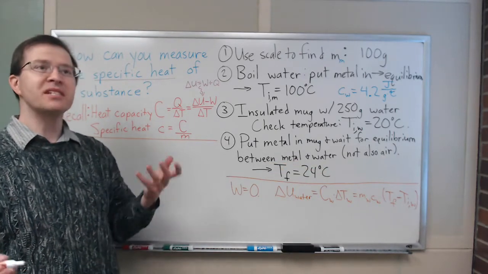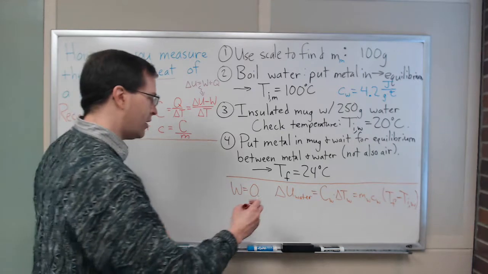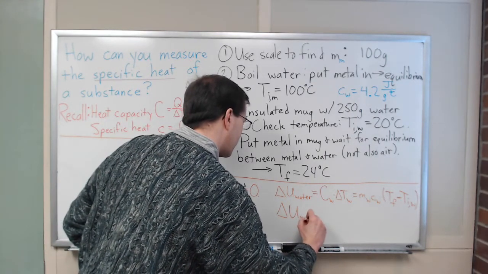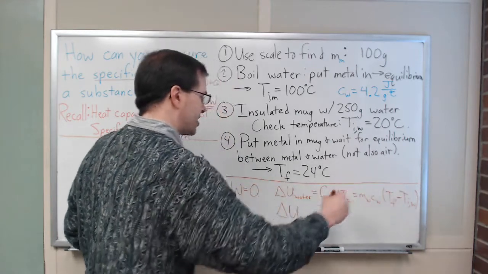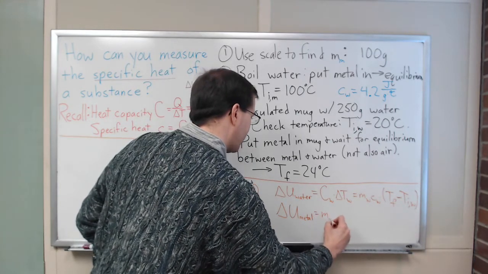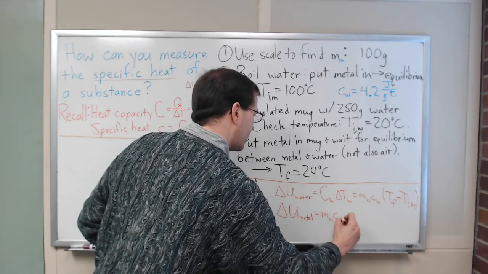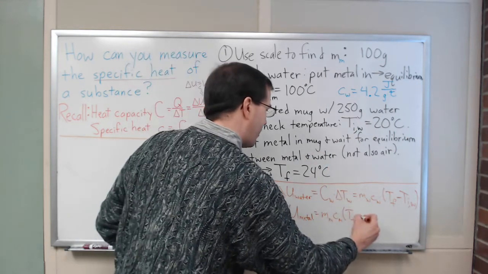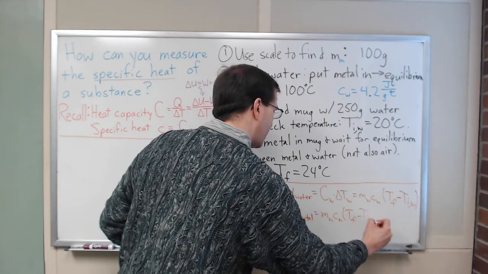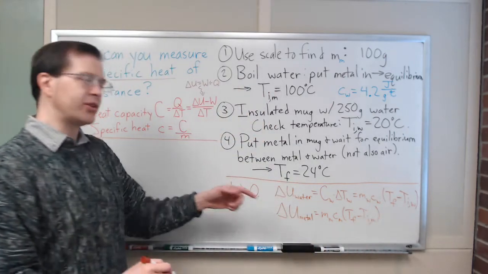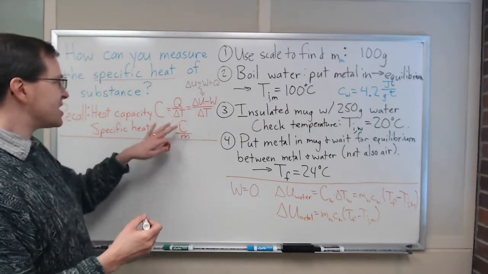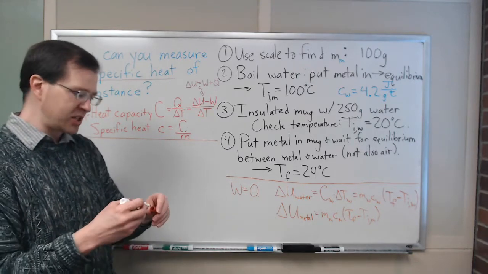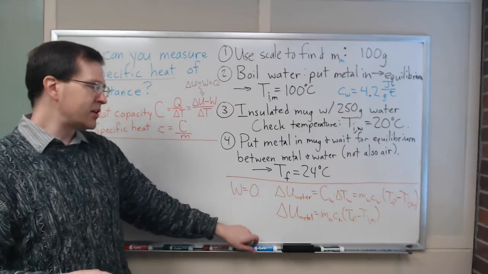And I can write down precisely the same reasoning for the metal. I know that delta U of the metal is going to be, same reasoning, the mass of the metal times the specific heat of the metal times T final, that's the same for both because it's equilibrium, minus T initial of the metal. That's my delta U of the metal. So that's just using these definitions and the fact that there's no work in the story to come up with expressions for delta U.